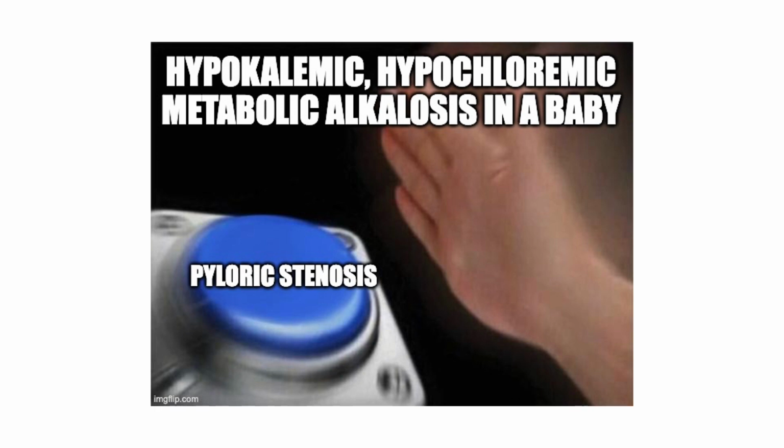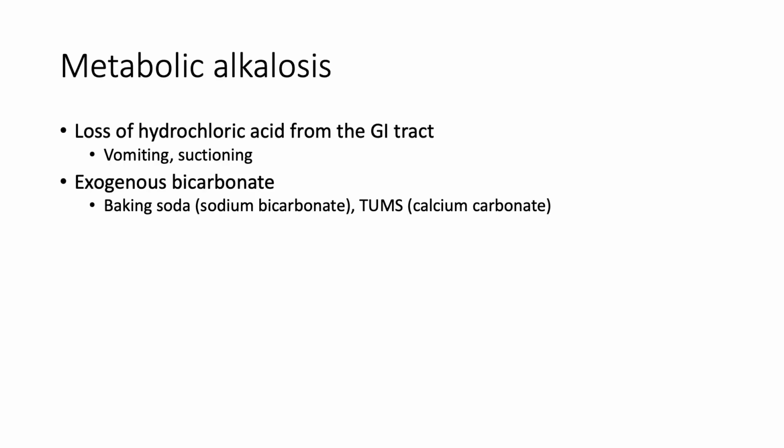And if you see this in a baby, then the answer is almost always pyloric stenosis. So remember, pyloric stenosis causes vomiting, which leads to a hypokalemic, hypochloremic metabolic alkalosis. So metabolic alkalosis is often caused by a loss of acid from the GI tract, either from vomiting or suctioning, like if you put a nasogastric tube into someone with a bowel obstruction to decompress them and you're sucking out all of the acid, they will get a metabolic alkalosis.